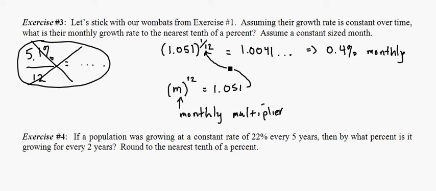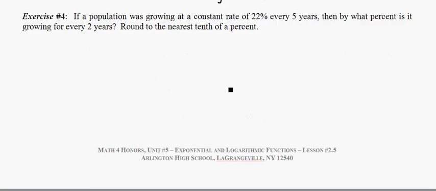Okay. So let's take a look at number 4 and see if you can figure this out quickly. If a population was growing at a constant rate of 22% every 5 years, then by what percent is it growing for every 2 years? Round to the nearest tenth of a percent. I would love it if you were able to do this with a single calculation. If not, work through it in multiple calculations. But pause the video and really think about what we've been talking about. All right, let's do it.